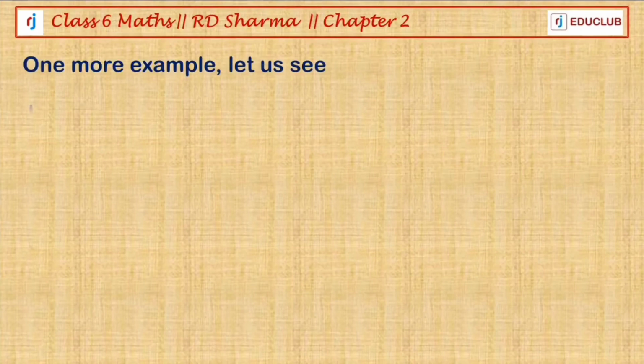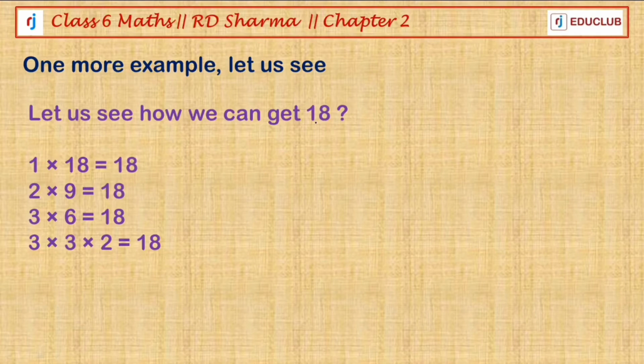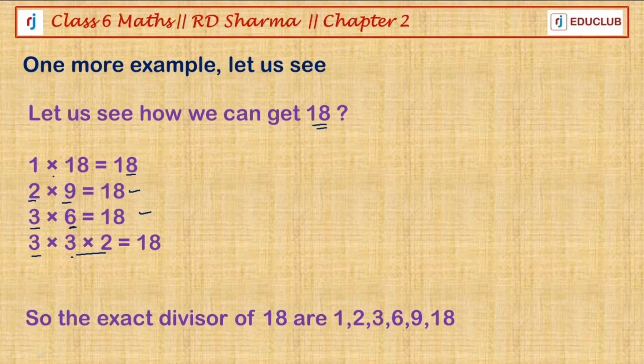Let us see one more example. Let us see how we get the number 18. When we multiply 1 and 18, we get 18. When we multiply 2 and 9, we get 18. When we multiply 3 and 6, we get 18. If we separate 6 into 3 into 2, then 3 into 3 into 2 is also equal to 18. So we can say the exact divisors of 18 are 1, 2, 3, 6, 9 and 18. These are the exact divisors of 18. 3 and 2 are repeating here, no need to mention.